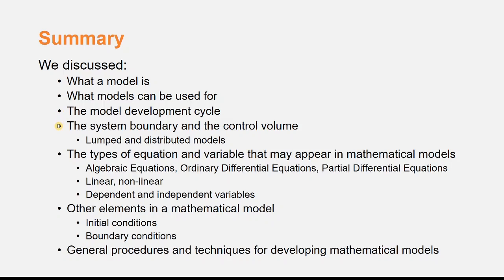Looking at the modeling itself, we discussed the system boundary, which surrounds everything you want or need to include in the model, and what the control volume, the volume over which you write your balance equations, should be. If the control volume is the same as the whole system, then you have a lumped model where none of the variables depend on spatial position. If you have a differential control volume inside the system boundary, then you have a distributed model where the variables can depend on spatial position.